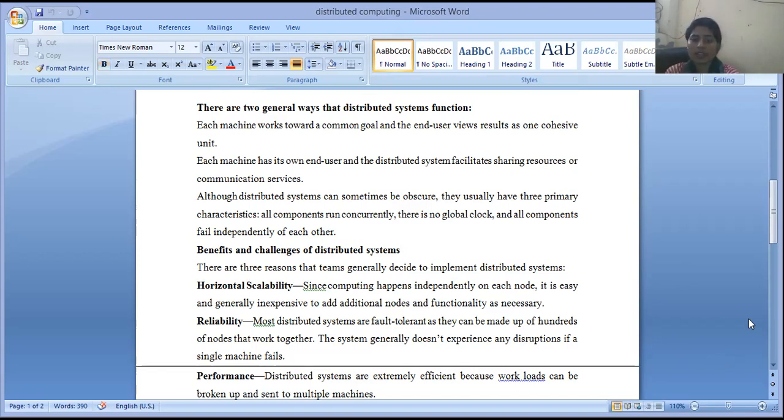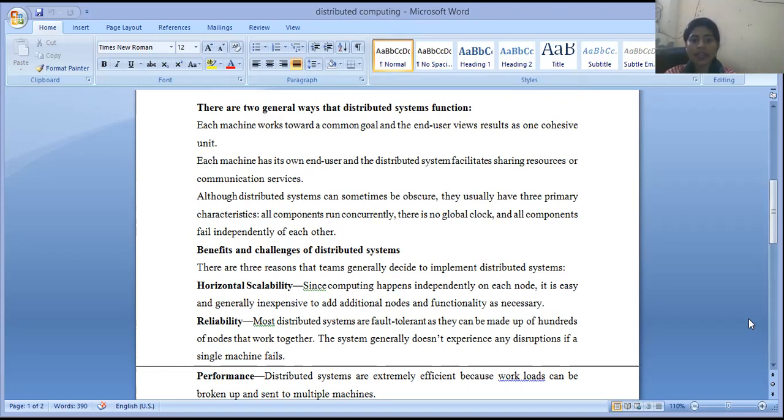Although distributed systems can sometimes be obscure, they usually have three primary characteristics. First, all components can run concurrently. Yes, it's right that all components will run in parallel, or concurrently. Second, there is no global clock. No global clock is on a particular system. Third, all components fail independently of each other. Suppose one system fails, then it doesn't affect the other systems connected with it in the same network area.